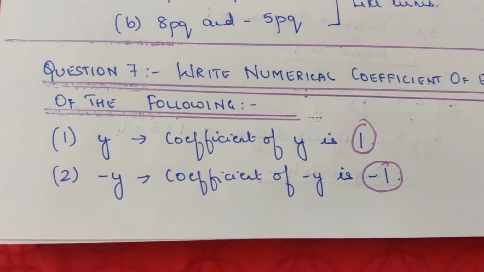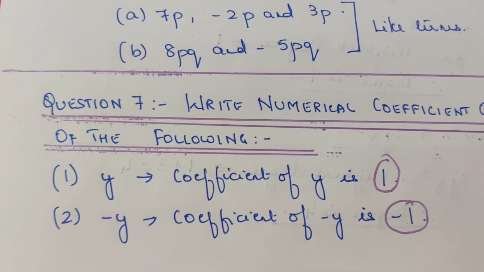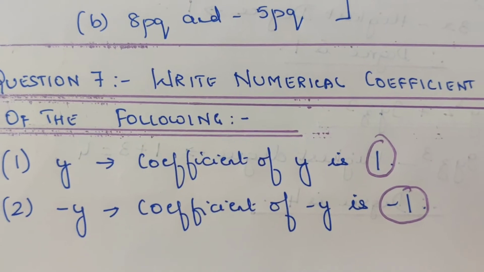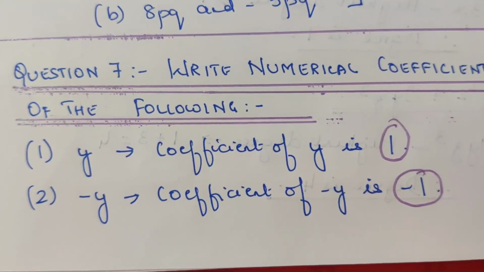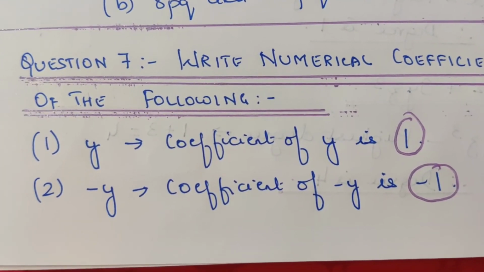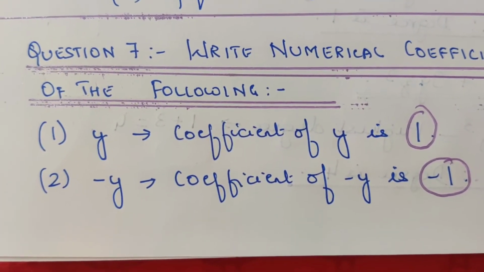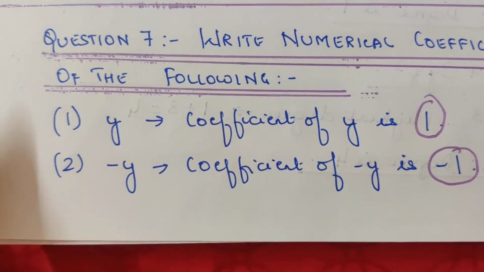Write the numerical coefficients of the following. Y. Numerical means just the number and the sign. Okay. You will not put anything else. What is the numerical coefficient of y? The coefficient of y is 1. The coefficient of minus y is minus 1.